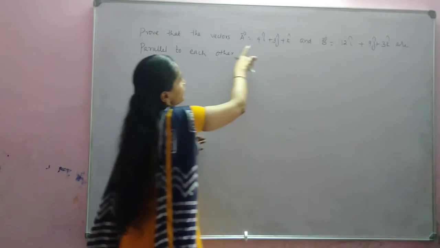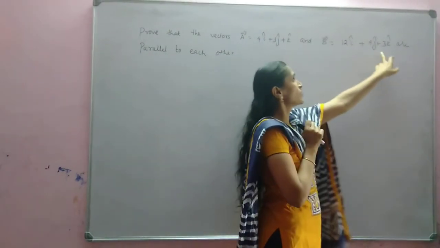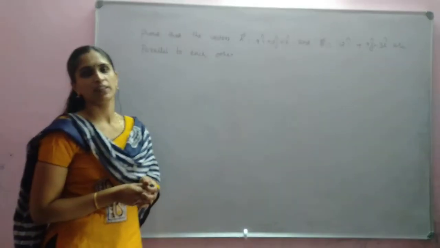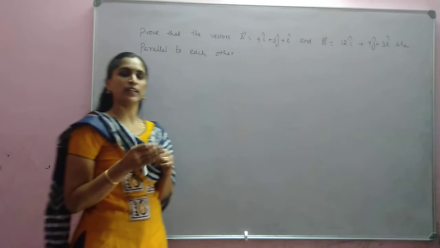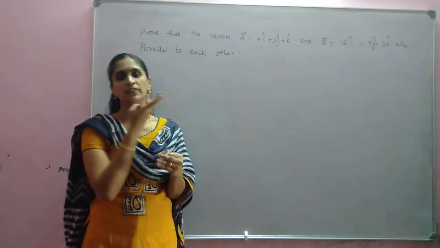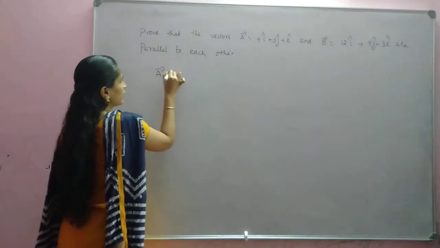So prove that the vectors A is equal to 4i plus 3j plus k and B is equal to 12i plus 9j plus 3k are parallel to each other. So how do we have to show that they are parallel? We have to find A cross B, and if A cross B is a 0 vector, we can write they are parallel. So first we can find A cross B.